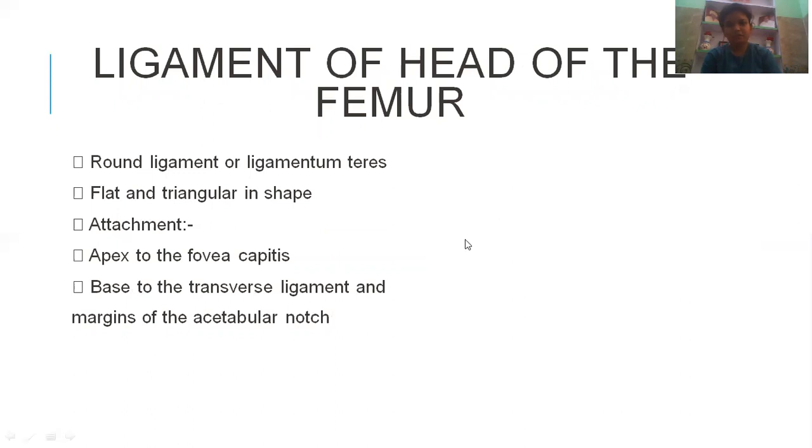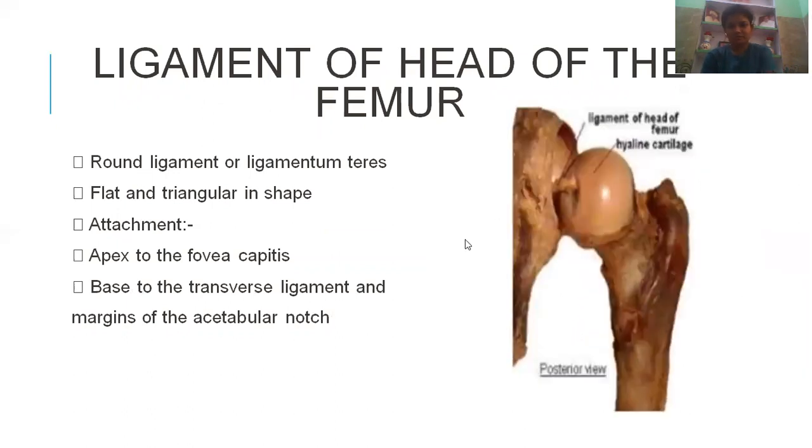Now the ligament of the head of the femur. This is the dissected diagram of the hip joint. This is the ligament of the head of the femur, also called the round ligament or ligamentum teres. There is one more ligamentum teres, which is found in the liver, so we can call it ligamentum teres hepatis.